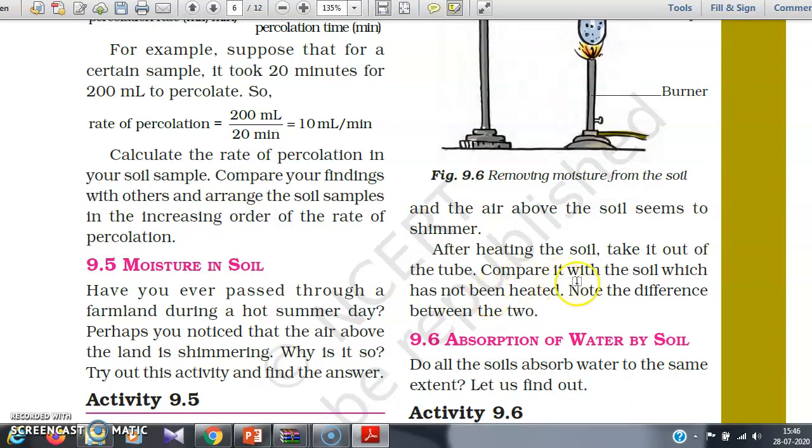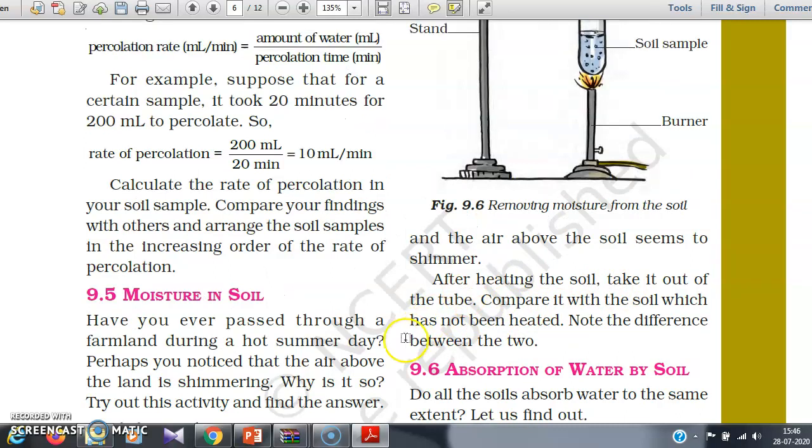After heating the soil, take it out of the tube and compare it with the soil which has not been heated. Note the difference between the two. You will see a distinct difference in the texture. It is the same soil actually. We have taken the same soil and kept some soil that we have not heated, and some amount of soil we have heated. You will see a distinct difference between the two after one part is heated.